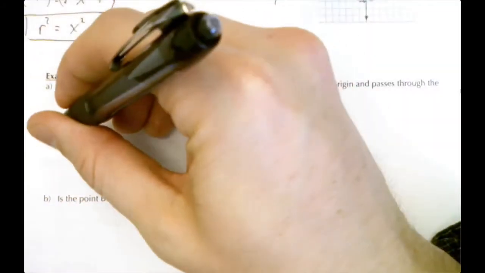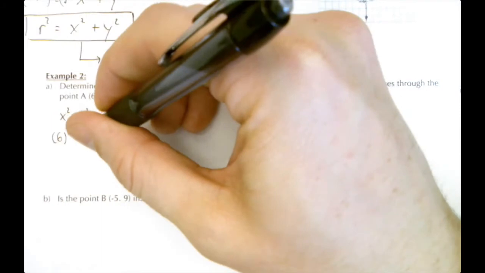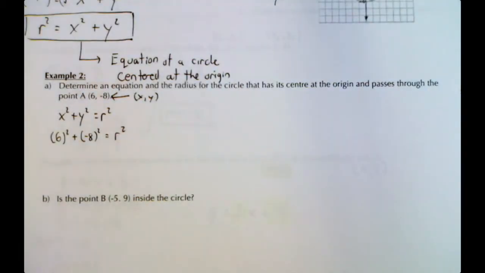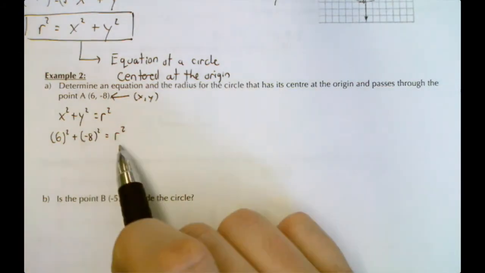6 is x, 8's y, and r is what we don't know. Well, we can do math to solve for r now.